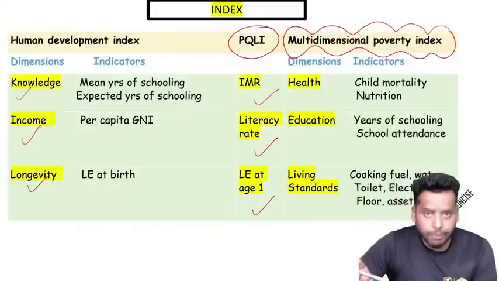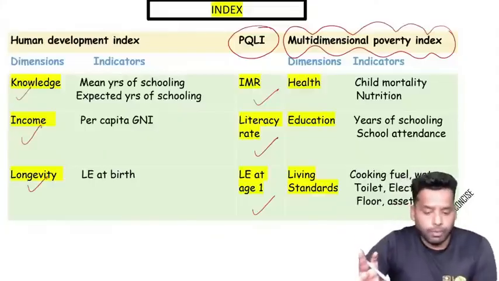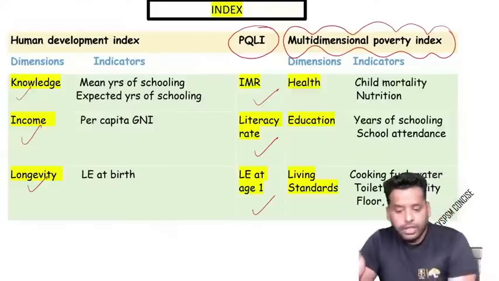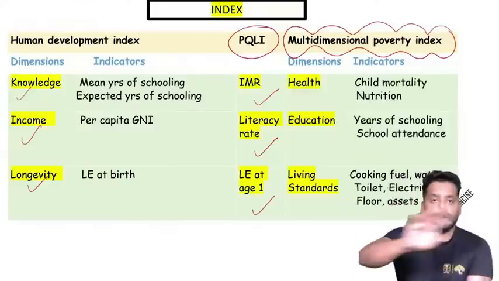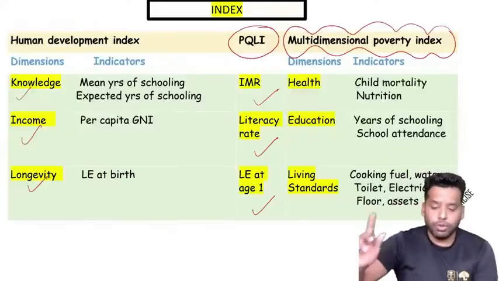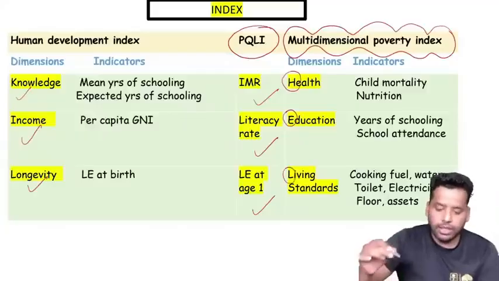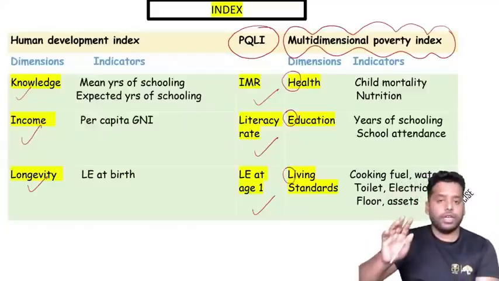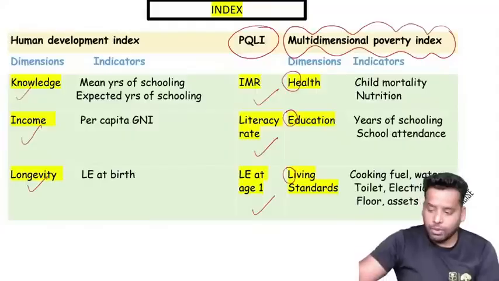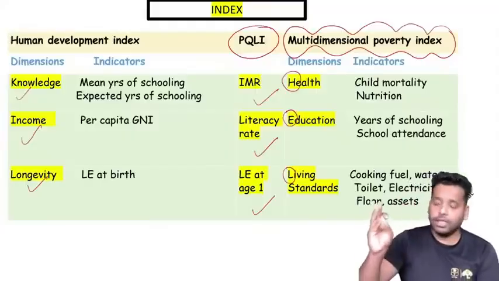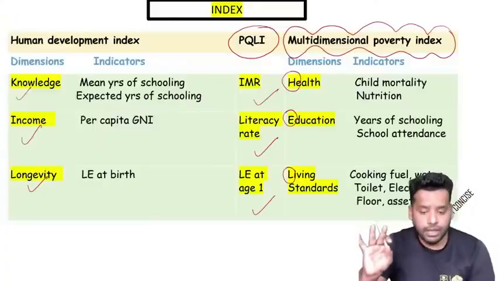Poverty, if I want to compare, you will be using the multi-dimensional poverty index. Human poverty index is not used now. Remember this. What is the mnemonic for this? Hell. Remember like this: health, education, living standards.